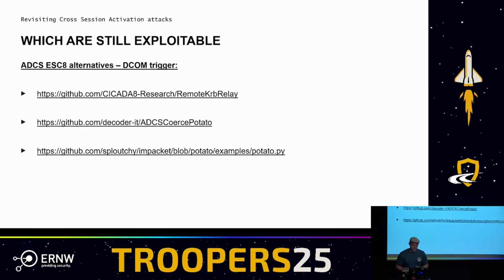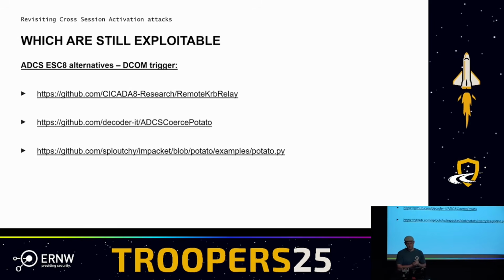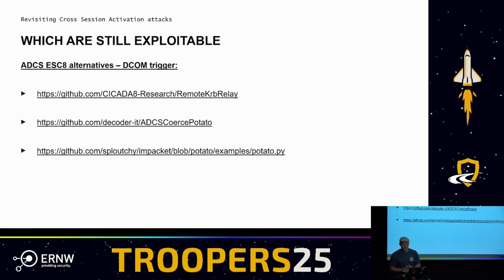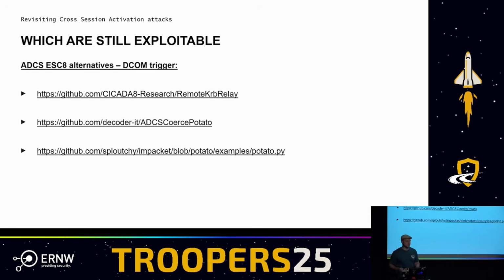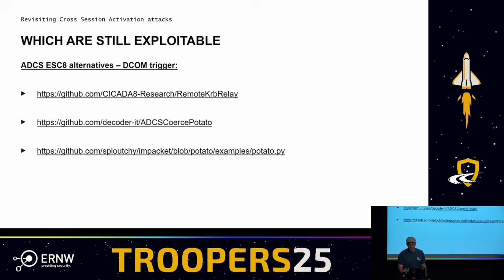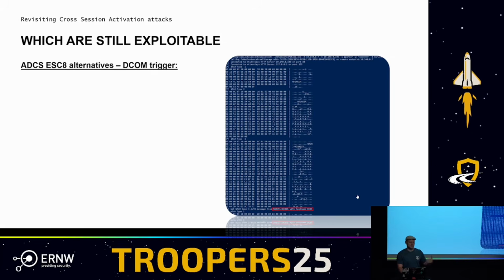The other tools that were published can not really be used for what they were initially published for. So the only thing that you can do with these tools by now is to use them as an alternative to exploit the ESC8 vulnerability, so the ADCS PKI vulnerability. So this is more or less just an alternative in terms of there's a different trigger.